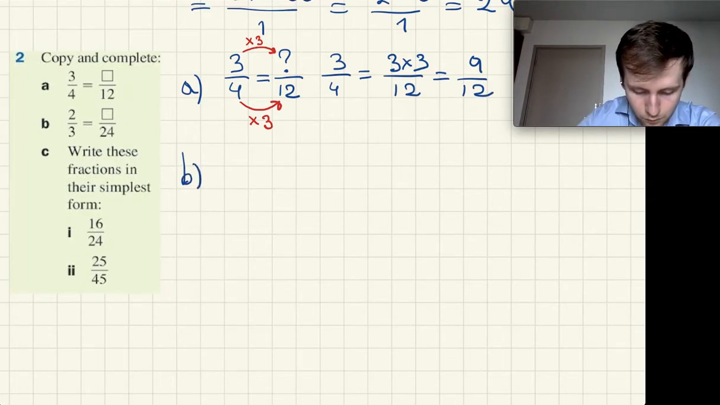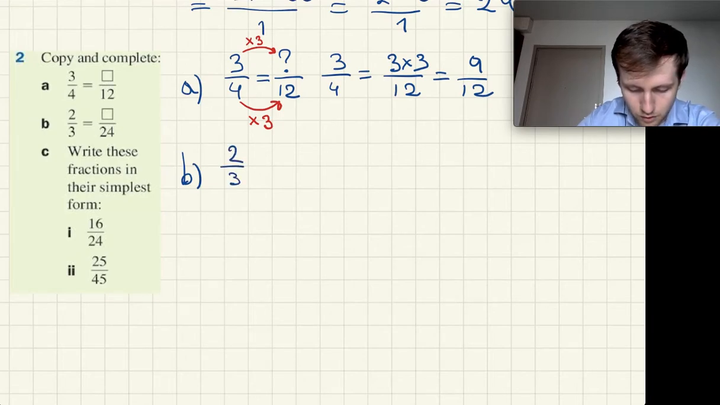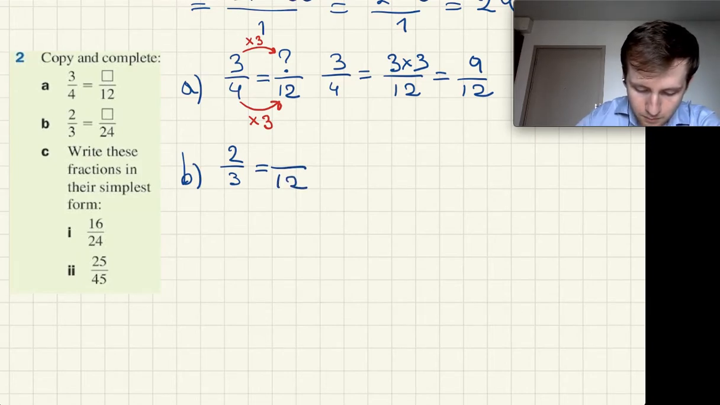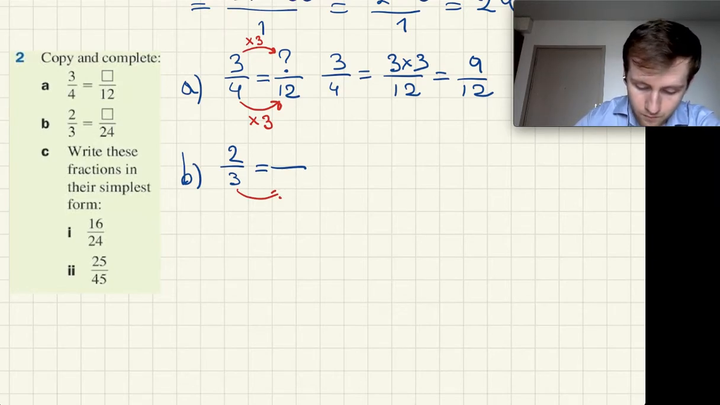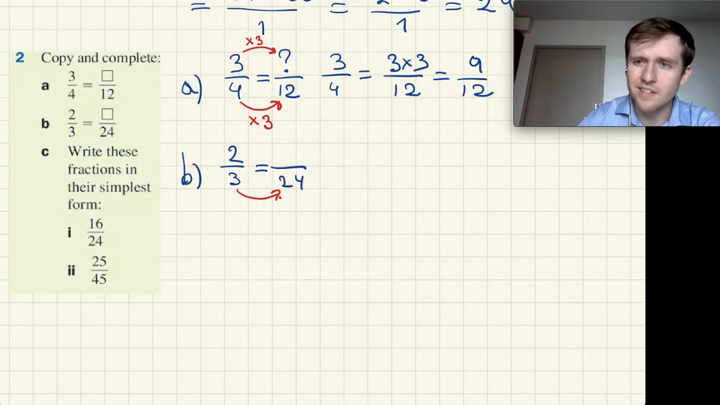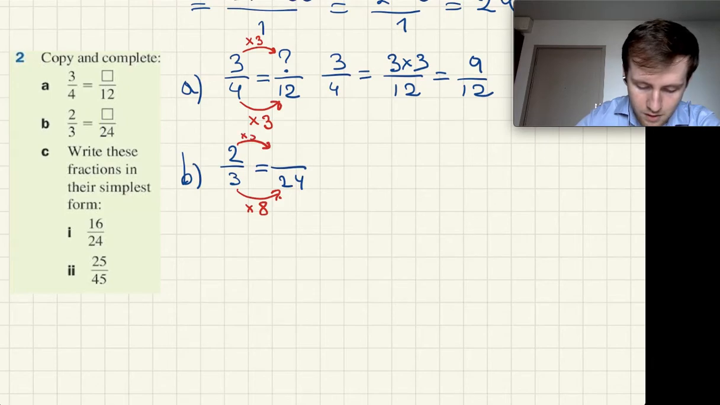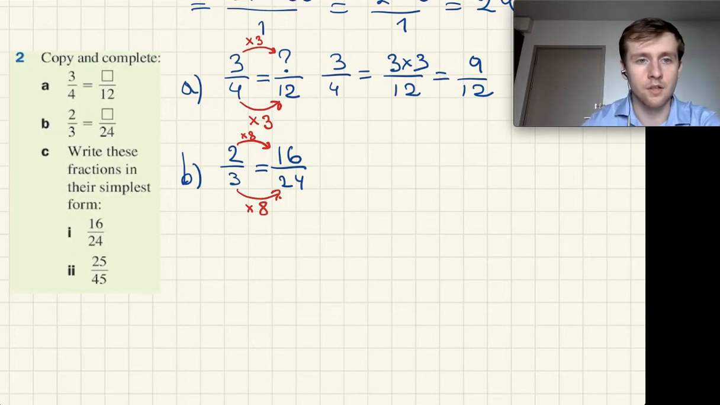In B we have 2/3. 2/3 is equal to something over 12, I will just write it like this, something over... 24, my bad. So 3 times what is equal to 24? Actually 3 times 8. 3 times 8 equals 24, and 2 times 8 is equal to 16, like this.